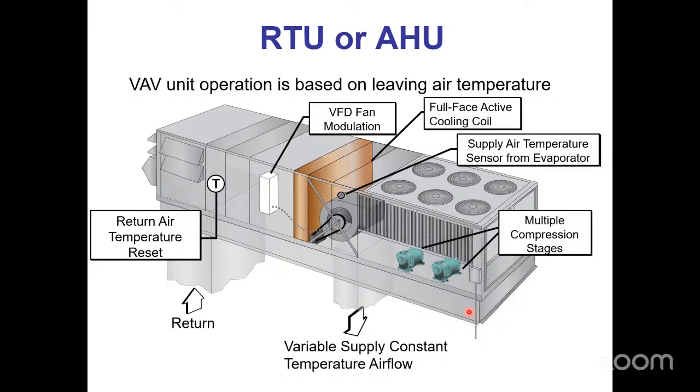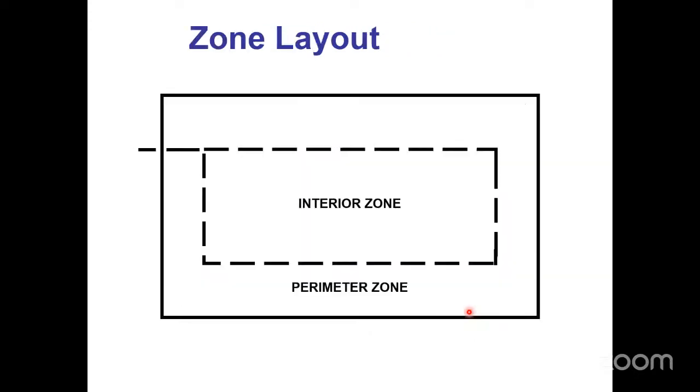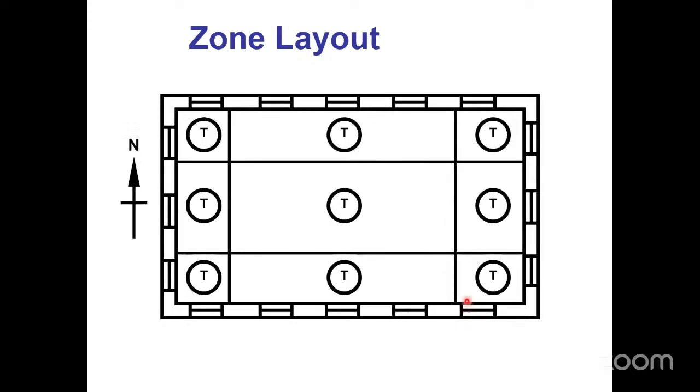If you're so young that you don't know what a reciprocating compressor is, then that's okay. Oh, I could have done this. This is better than my crappy drawing that I drew earlier. This is a better drawing of me saying, here's the interior zone, here's the perimeter zone. I need to divide this up into VAV zones.